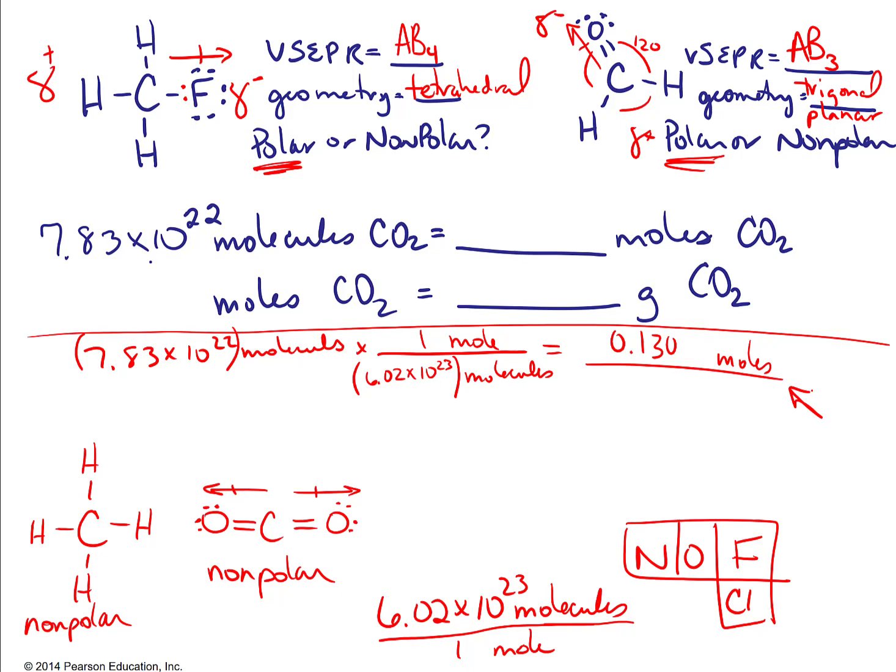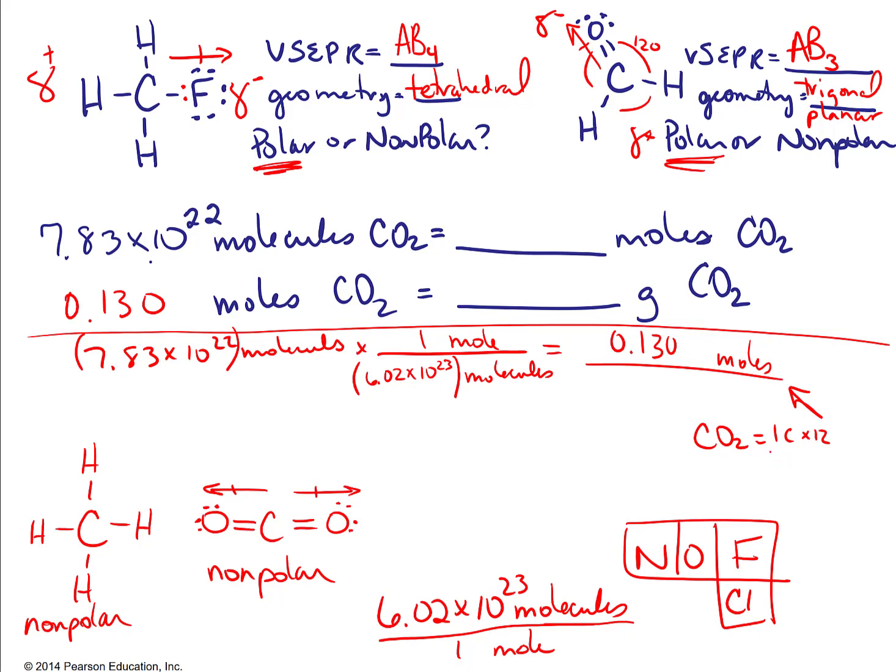But practice them, okay? When you're putting in two numbers with exponents, that can be the challenge. So if I have 0.130 moles of carbon dioxide, how many grams is that? So there's the second one. Now, when you see moles and grams, then you want to know the mass of carbon dioxide. So carbon weighs 12.